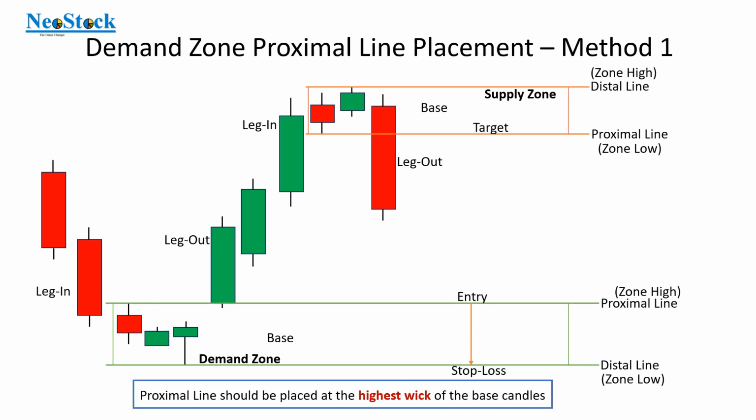And what is the risk? It is the difference of entry and stop loss. So in this method, the risk is at the maximum. Why is the risk at the maximum? You will understand once you look into method 2 and method 3. And this is the reward. We already learned reward is target minus entry, or the difference of entry and target.